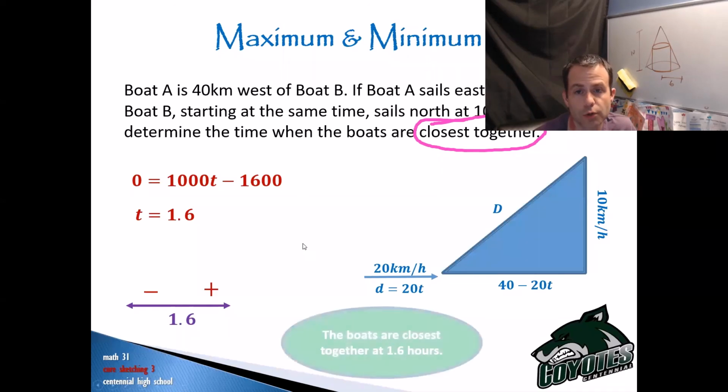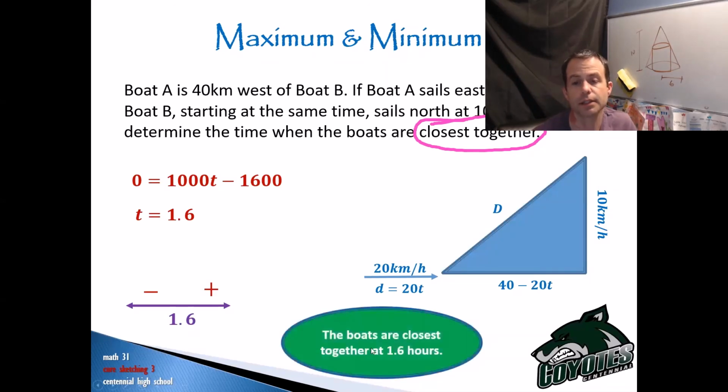Okay, so I go back and state my conclusion. The boats are closest together at 1.6 hours. It only asked me to determine the time. That's why I didn't go back and plug it into my original equation. I actually have the answer with the 1.6. So the boats are closest together at 1.6 hours.